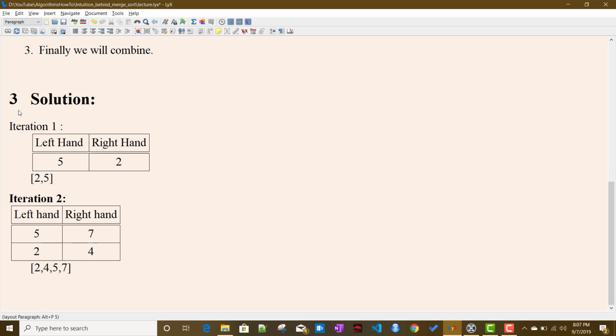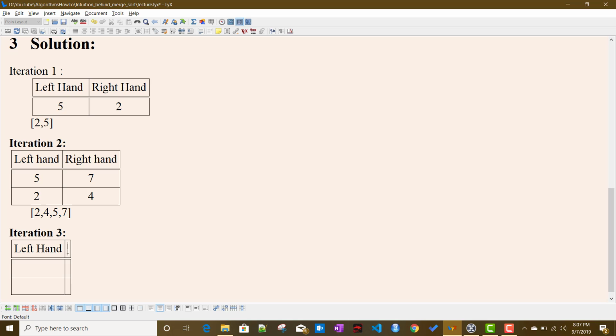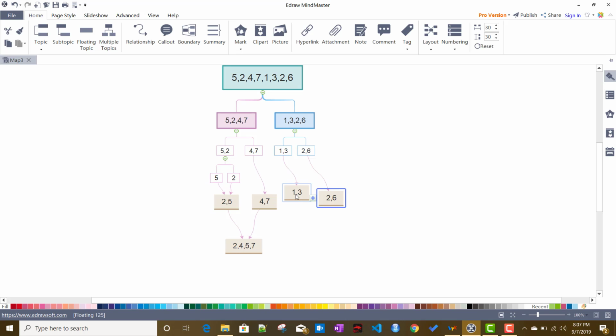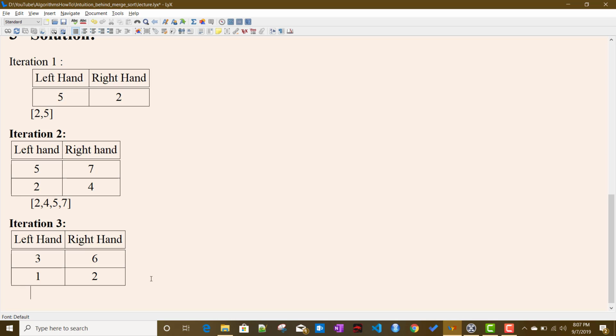another paragraph. It is our iteration 3 over here, right? So again we have two elements over there. So that means we have our left hand and we have our right hand here again, right? So this time we have 1 comma 3. If I order it in descending order, it will be like this. And we have 2 comma 6, that means 6 and 2 over here. Okay, so again we'll apply our merge technique over there.